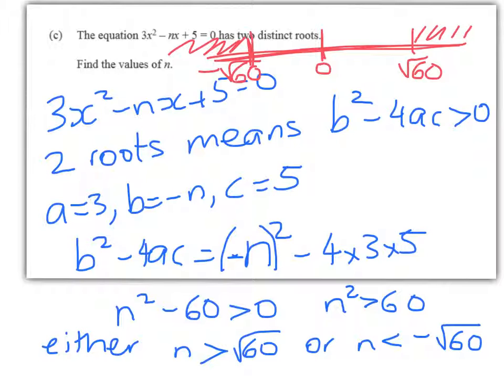Okay, so n is greater than root 60. Let's quickly have a look at what the square root of 60 is on a calculator. But actually, I think it's better to leave that as a surd because it's an irrational number. But an approximation, which is accepted because it's in the schedule, is n is greater than 7.7 or n is less than negative 7.7, and that's to 1 dp.